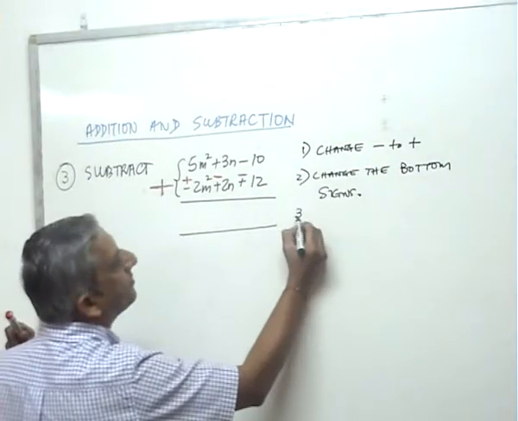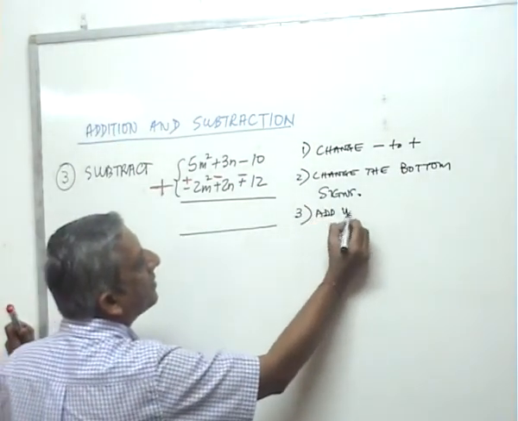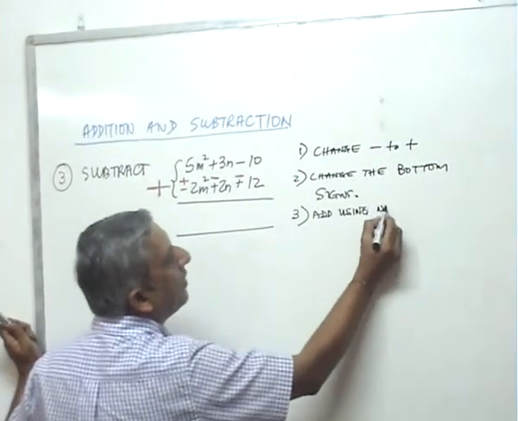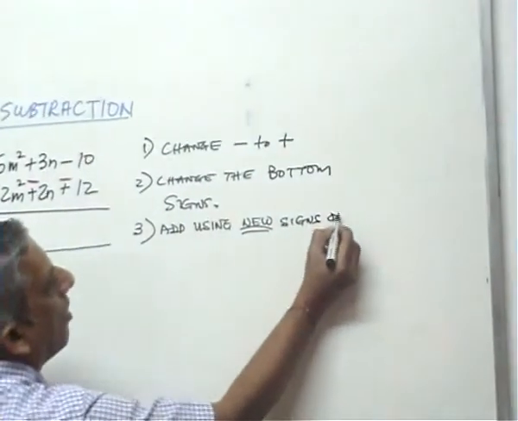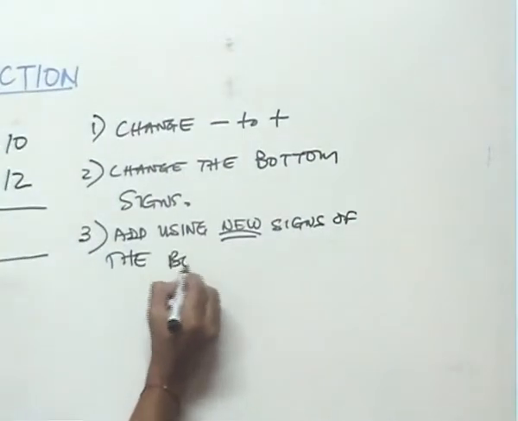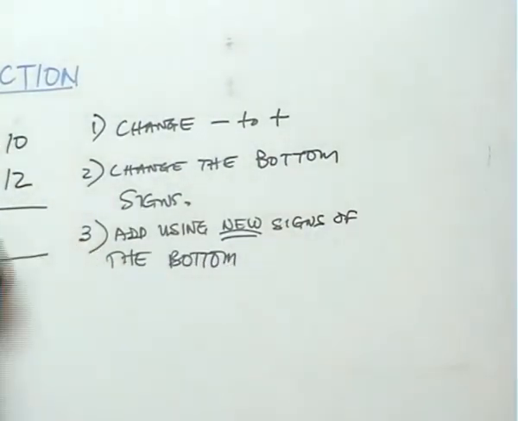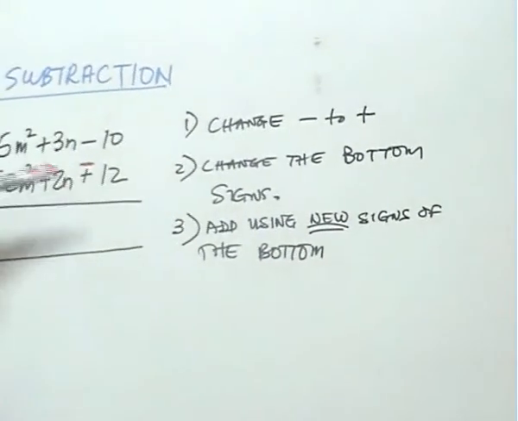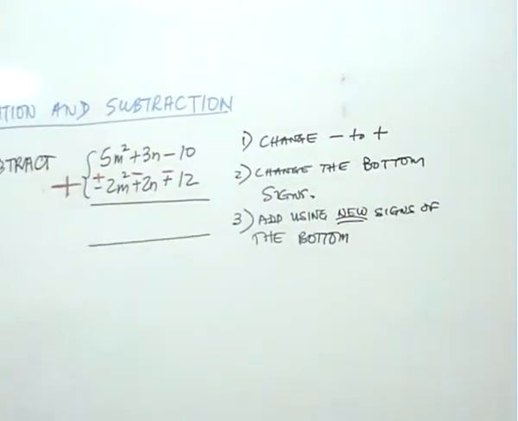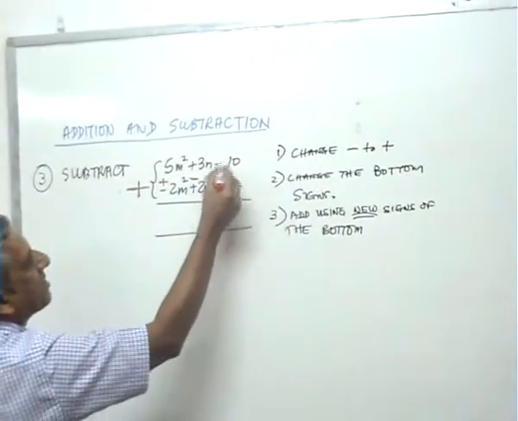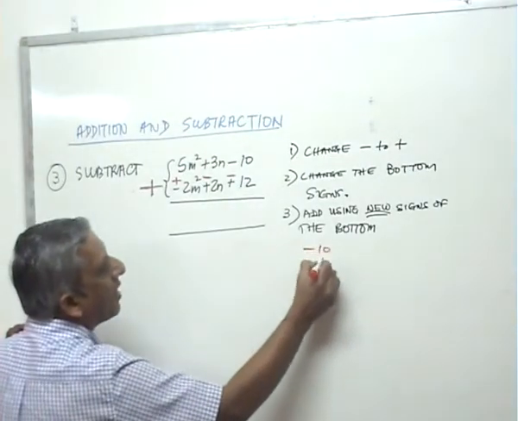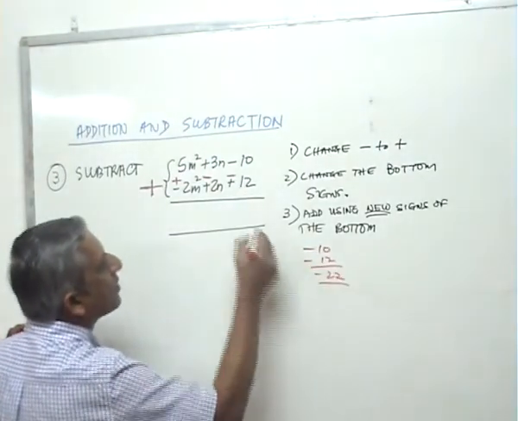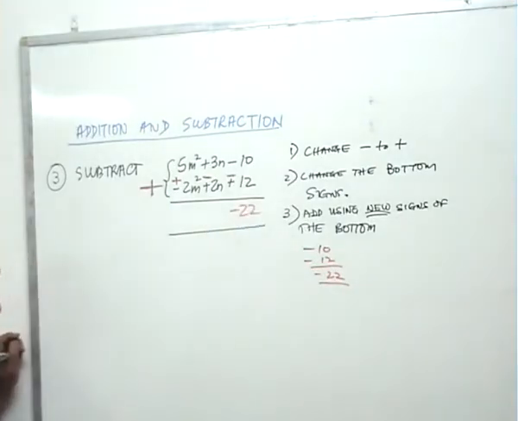And then number 3, now add using the new signs of the bottom. You see this bottom here, it's got all new signs now, the red signs. So you must add and you must use the red signs. So let's see. This is a column, right? You've got minus 10 and you've got minus 12. So you're adding minus 10 and minus 12. What do you get? Minus 22. So that's why this answer is minus 22.